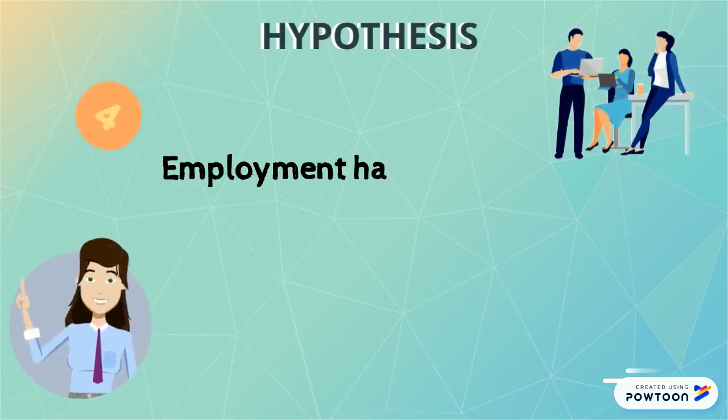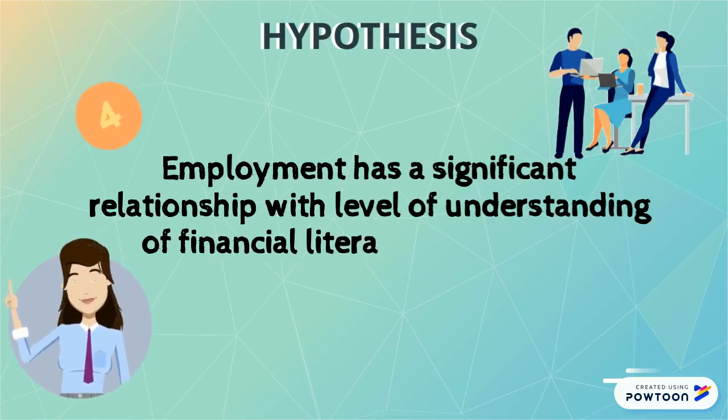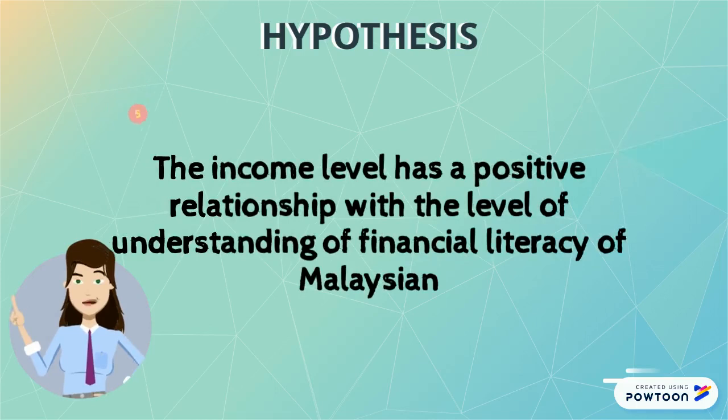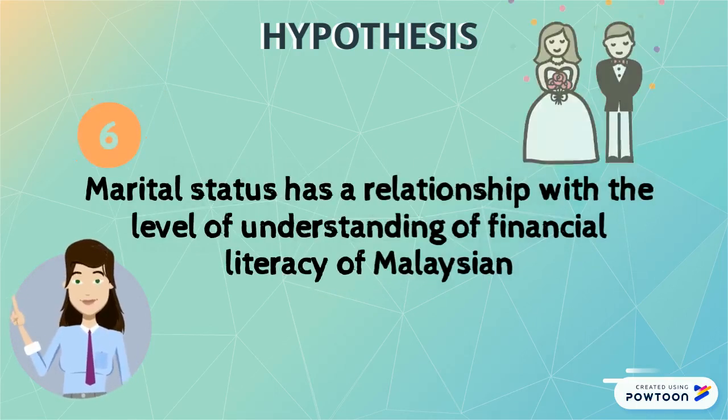Next, employment has a significant relationship with the level of understanding of financial literacy of Malaysians. The fifth one is income level has a positive relationship with the level of understanding of financial literacy of Malaysians. And lastly, marital status has a relationship with the dependent variable as well.